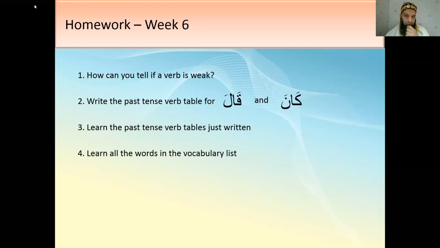Don't worry. So this is the homework. How can you tell if a verb is weak? Hint, hint. These things might be in the test. Write the past tense verb table for qala and kana to give you practice. Learn the past tense verb tables just written. Learn all the verbs in the vocabulary list. So I'm hoping that was an easier lesson.